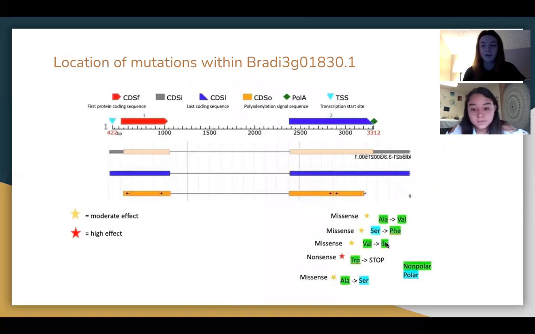Next, we found 5 different mutations within our gene, all on the 2nd exon. 4 of them are missense, as indicated by the yellow star, and 1 was our nonsense knockout mutation, as indicated by the red star, which is the mutation we focused on throughout the semester. And to the right of those, you can see the different amino acids that were changed with those mutations, as well as the change from nonpolar to polar or the other way around.